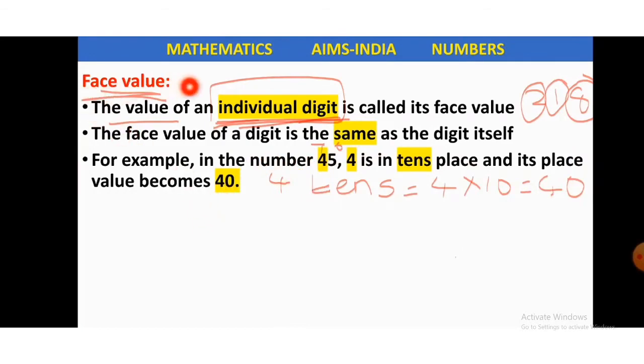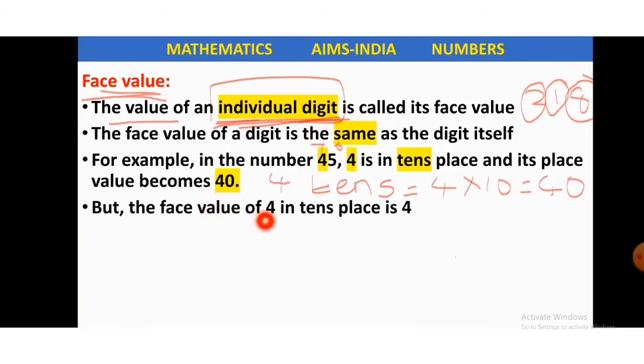Now, what will the face value be? The face value is the same as the digit. 4 is the digit. We are finding the face value of digit 4. So, the face value will also be 4.